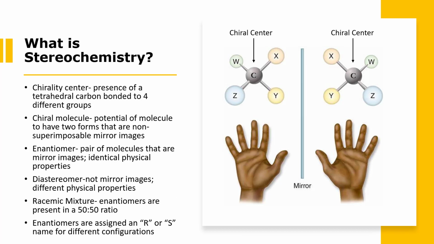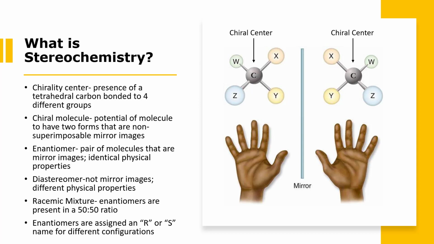All stereoisomers have chiral centers. One type of chiral center can be identified by a tetrahedral carbon bonded to 4 different groups. A chiral molecule has the potential to have 2 different forms that are non-superimposable mirror images. A chiral molecule cannot have a plane of symmetry.